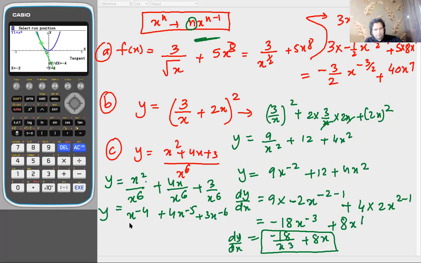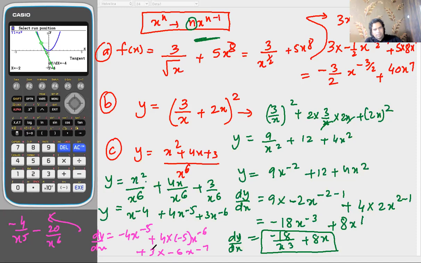So when I do the derivative, this will be negative 4. So my dy by dx will be negative 4 x to the power negative 5 plus 4 times negative 5 x to the power negative 6 plus 3 times negative 6 x to the power negative 7. And if you simplify this, it comes out to be negative 4 over x to the power 5 minus 20 over x to the power 6 minus 18 over x to the power 7.